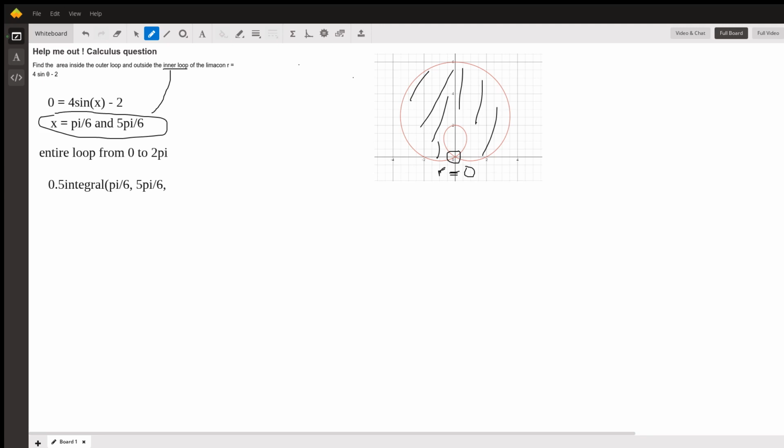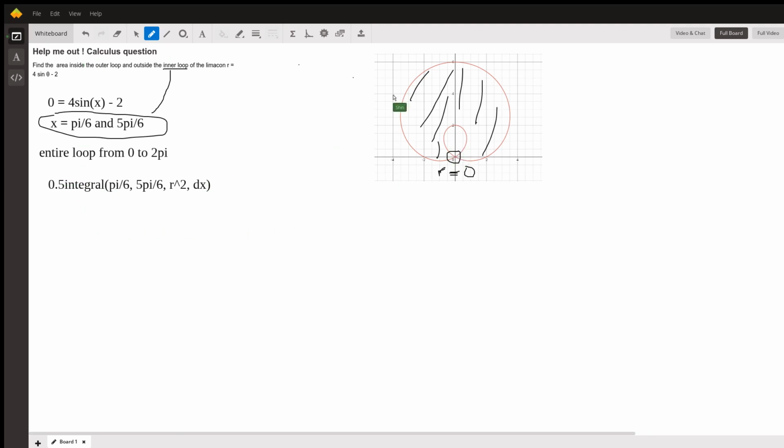And you'll use the expression of r squared with respect to theta. Anyway, this area here would represent the area inside of here.